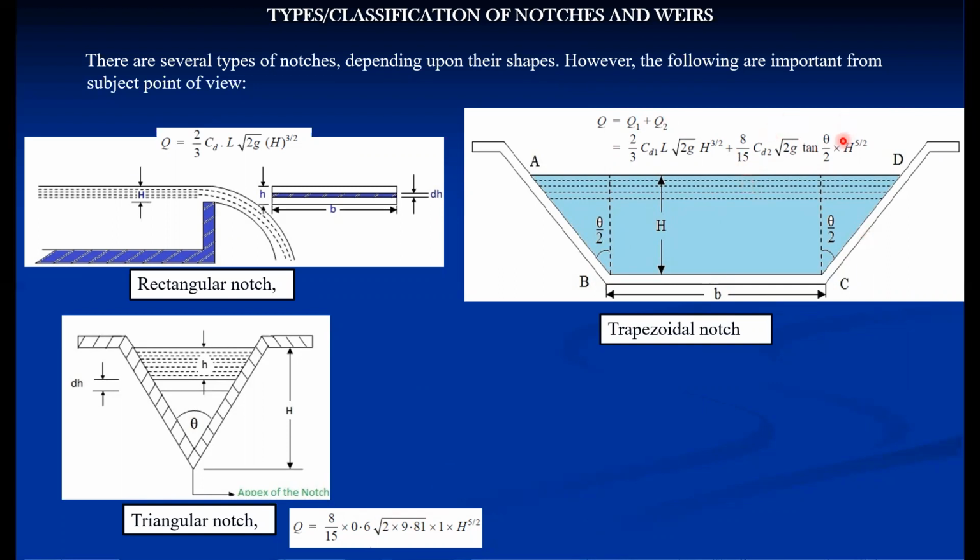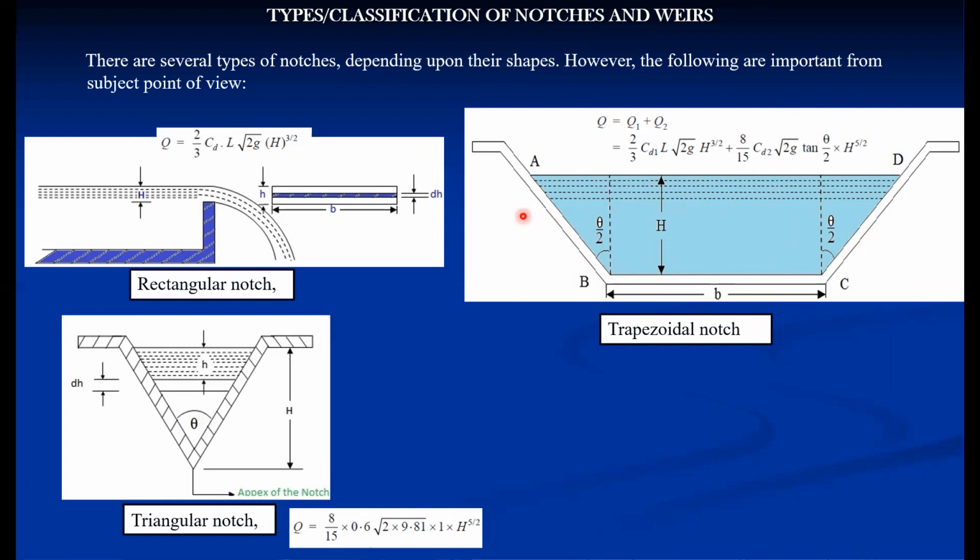Theta is known to us. So the discharge through a trapezoidal notch is nothing but the summation of the discharge through a rectangular and a triangular notch. H is common in this expression. Theta by 2 may be 90 degrees in this particular case, which is 45, 45. And the length is nothing but this length. So the trapezoidal notch discharge can be obtained by using this formula.